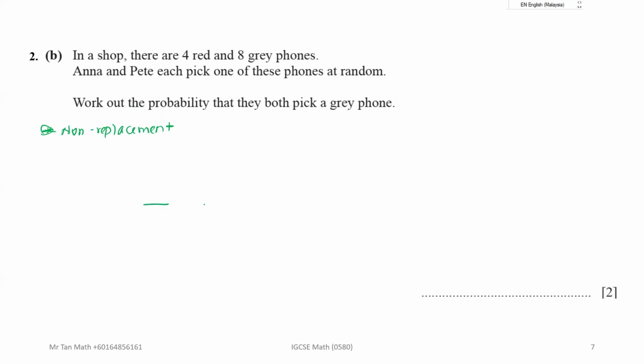Okay, so it's quite easy. The total, 4 plus 8, is 12. Then this will reduce by 1 because it's no replacement. Gray is 8, then reduce by 1, calculate, get 14 over 33.